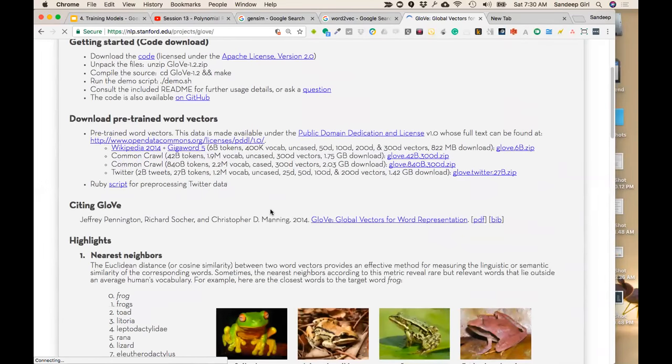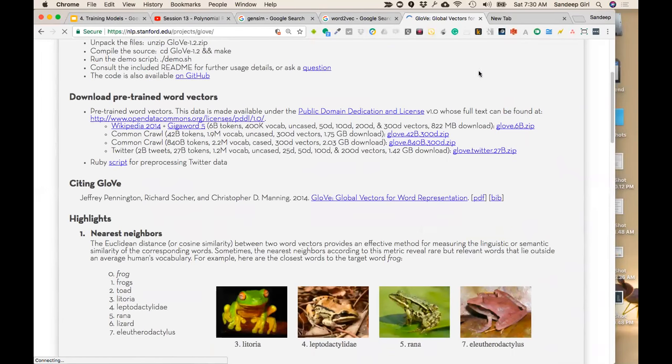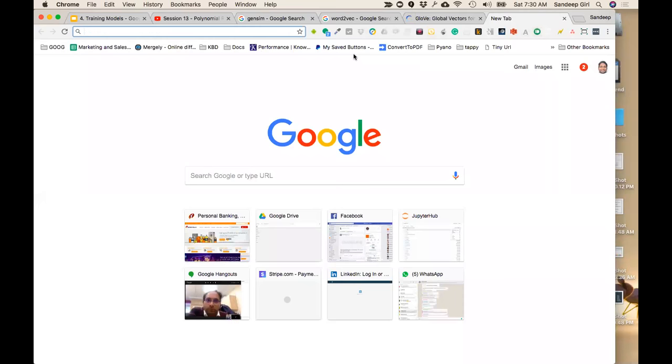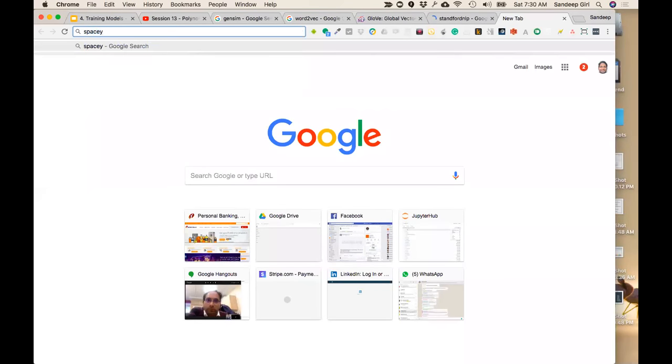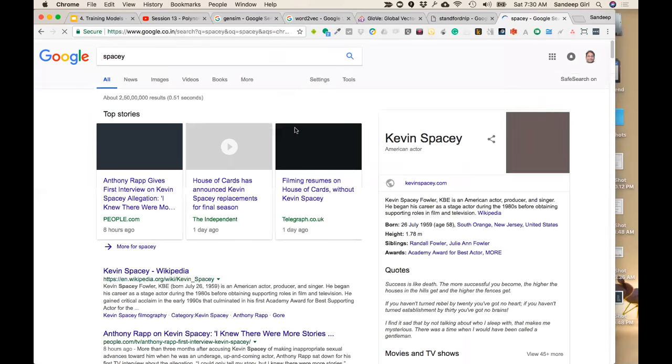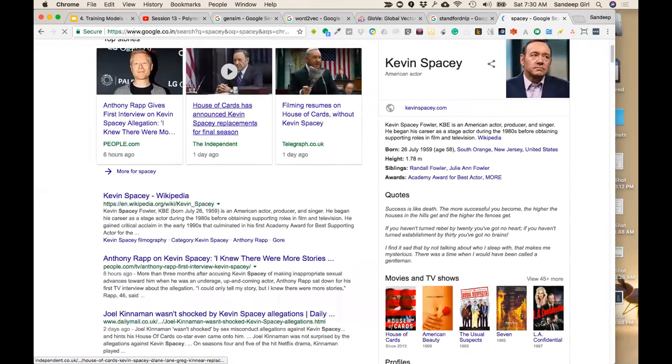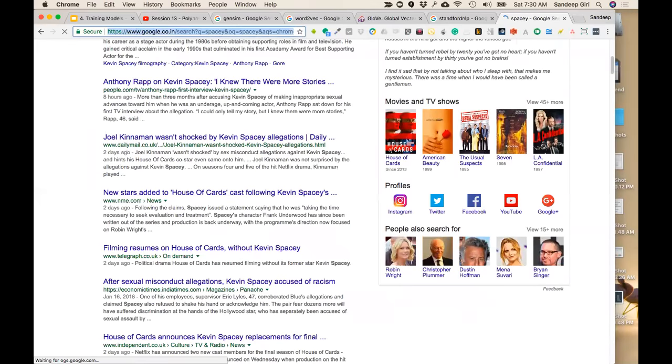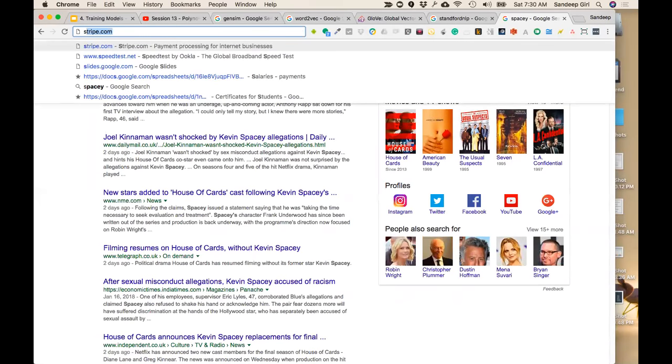So these are a couple of libraries. One of them is Stanford NLP, and the other is spaCy. What was the library that I was using last time? That was really good.